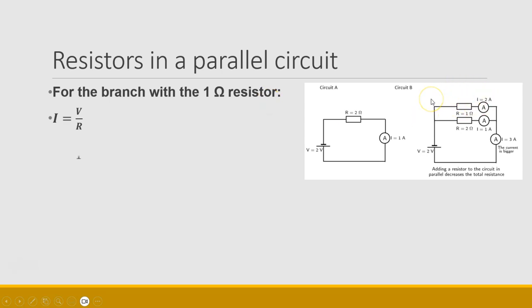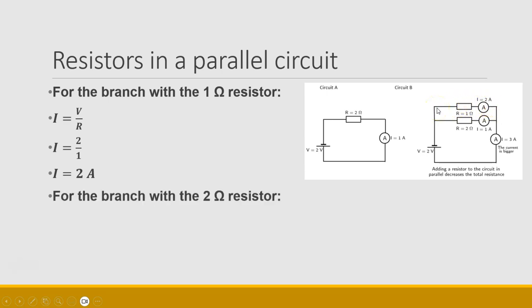For the 1 ohm resistor, the voltage is 2 and the resistance is 1. So we get a current of 2 amps across this branch. And for the branch with a 2 ohm resistor, I equals V over R, which is 2 volts divided by 2 ohms, which gives us a 1 amp current across this branch. Now note that the branch with a bigger resistor gets a smaller current and the branch with a smaller resistor gets a larger current. The reason being that the relationship between resistance and current is inversely proportional.